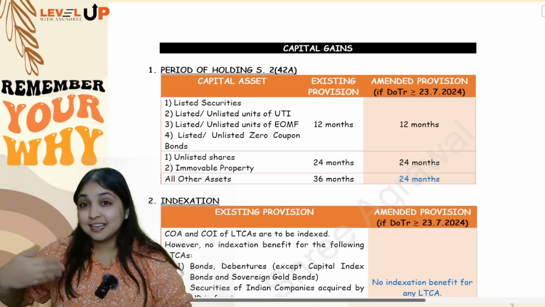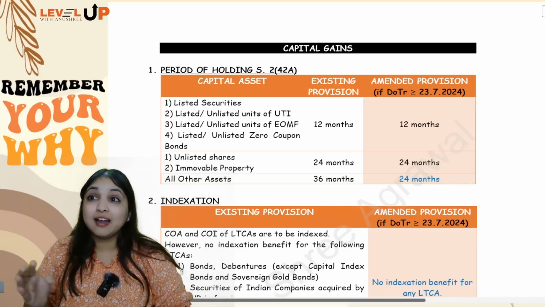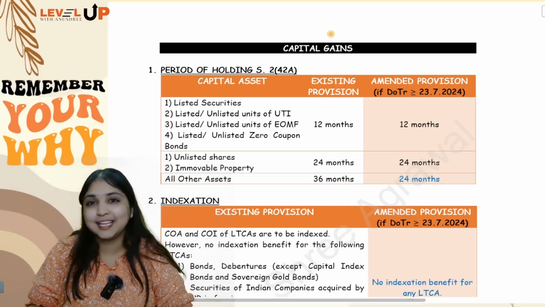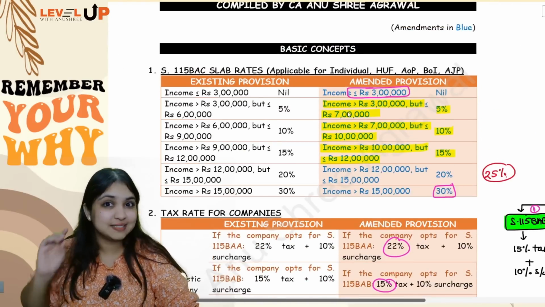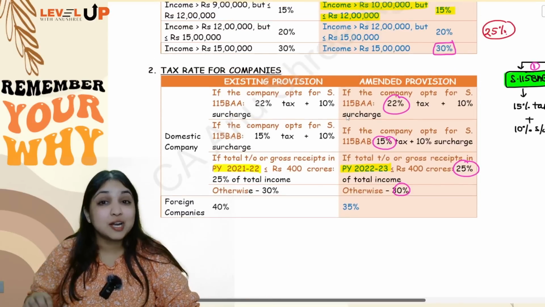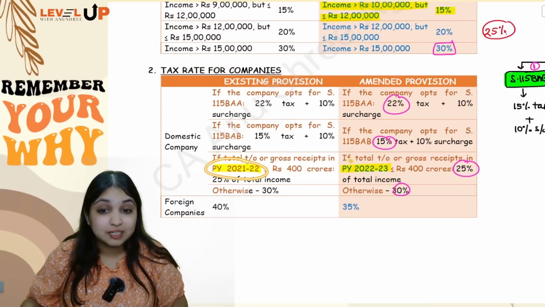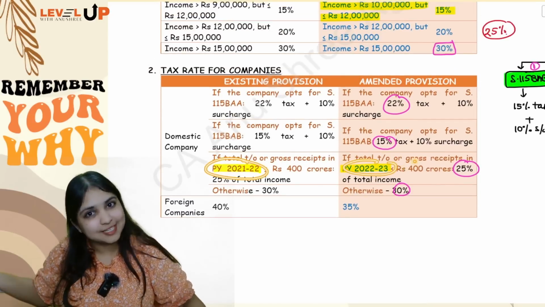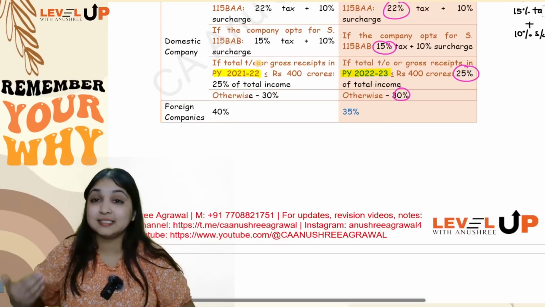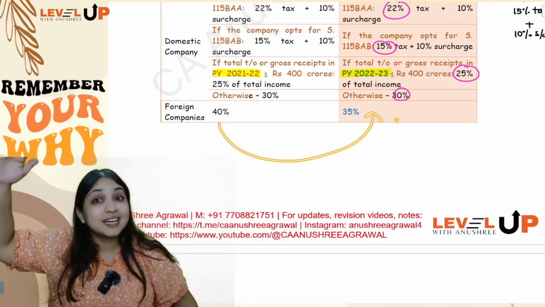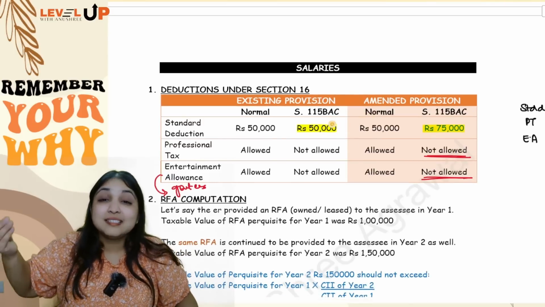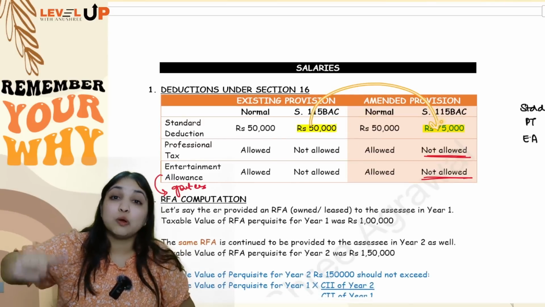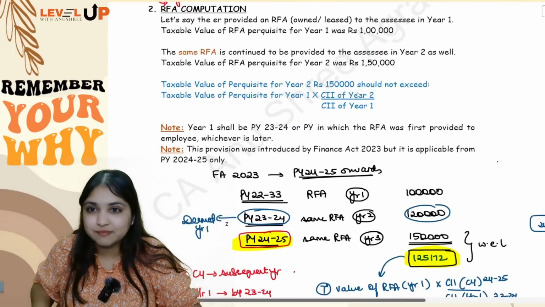Come on, let's do one quick revision so that our confidence is nice and high, and then we'll start capital gains. My very first discussion with you was 115 BAC, the slab rates changed. Then for companies, instead of previous year 21-22, you will take 22-23, that's all. Everything else remained the same. Foreign company, tax rate reduced from 40% to 35%. In salaries, standard deduction changed to 75,000, but only if assessee is following 115 BAC.